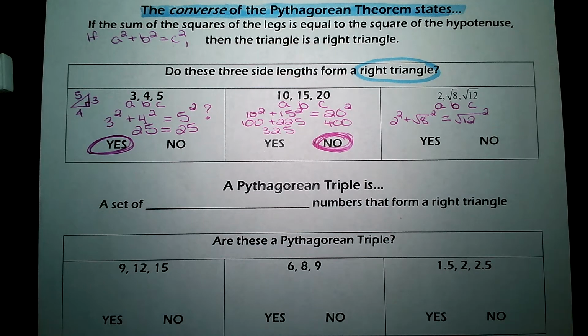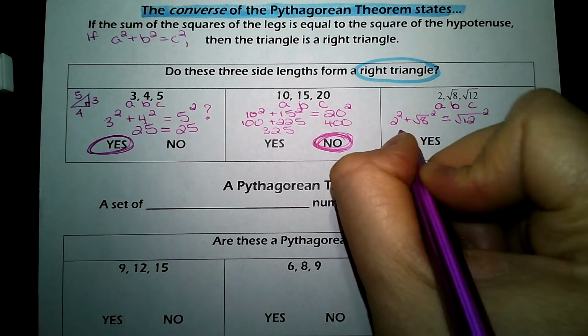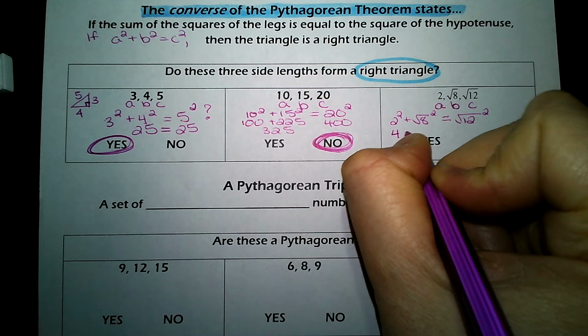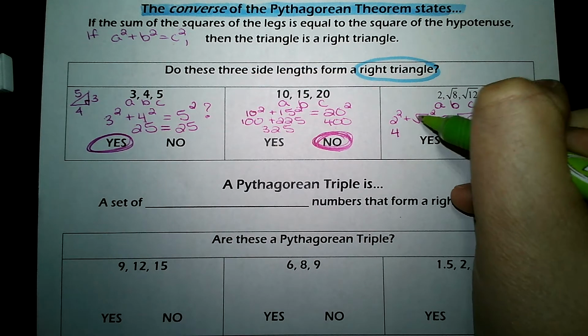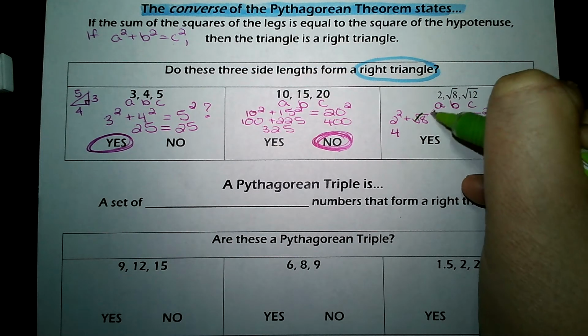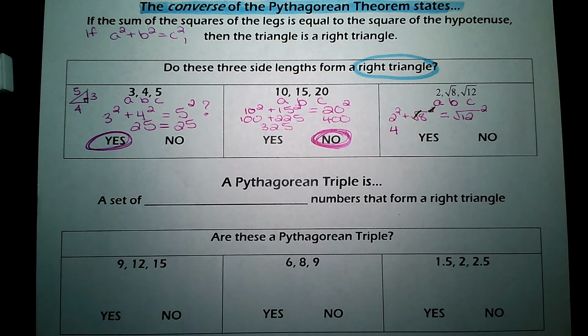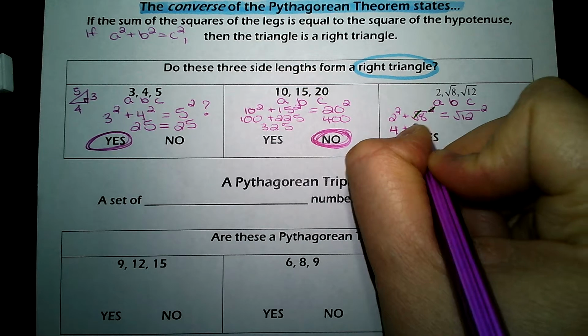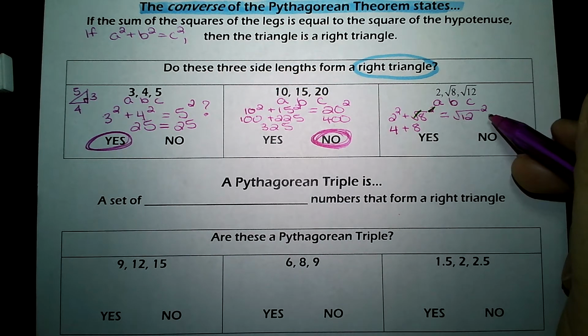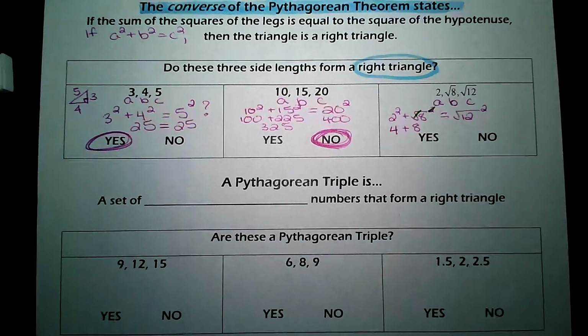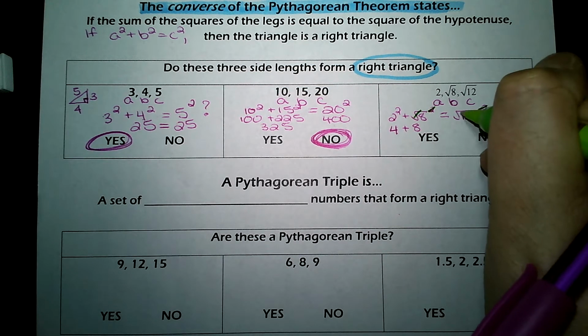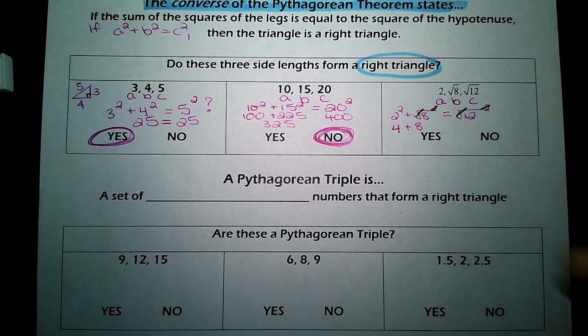So let's do this math here. 2 times 2 is 4. Okay, the square root of 8 times itself. Well, remember, guys, a square and a square root are inverses. They cancel each other out. So the square root of 8 times the square root of 8 is just 8. Same thing on this side. The square root of 12 times itself is an inverse property. They cancel each other out, so we just get 12.